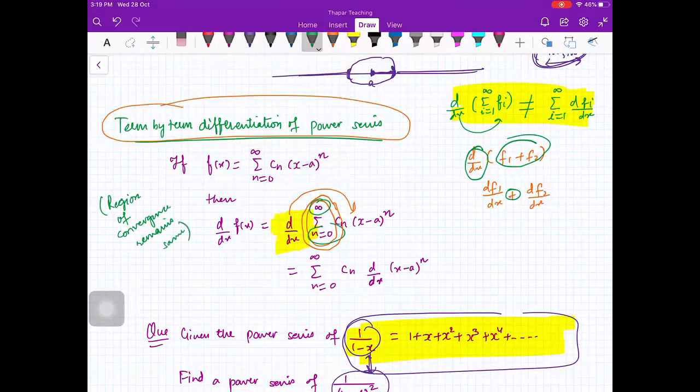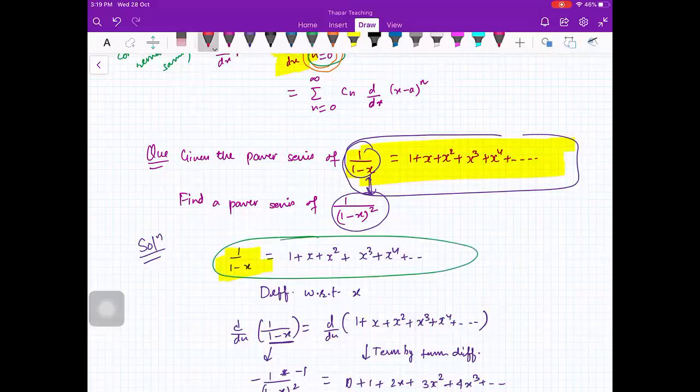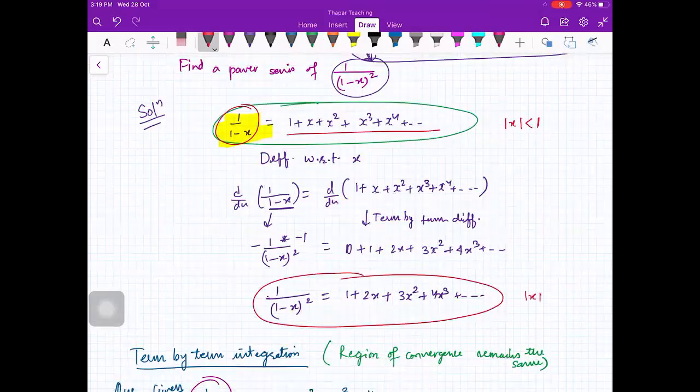So for example, can you tell me when is this valid? Tell me, beta. Mod x less than 1. This is the GP. So this sum is this only when mod x is less than 1. So this series is also valid for mod x less than 1.